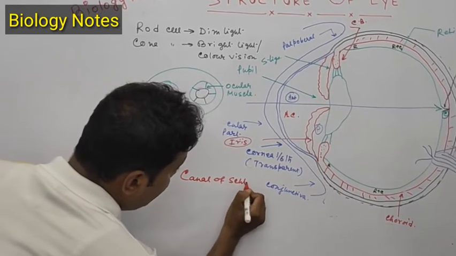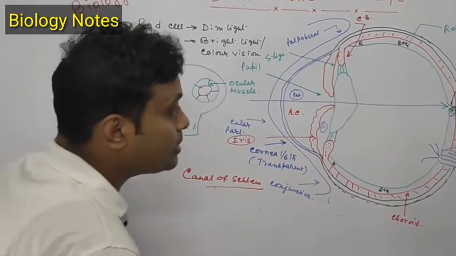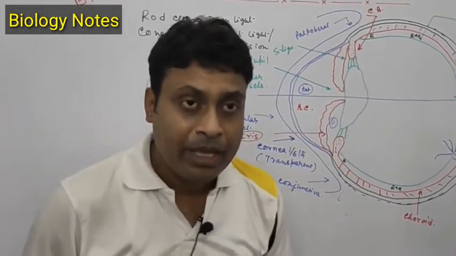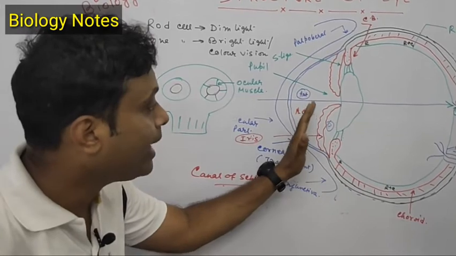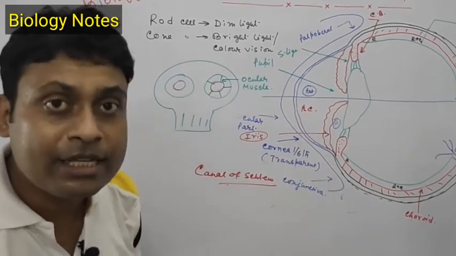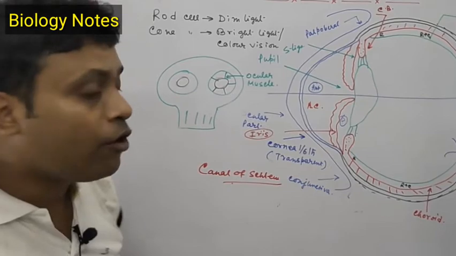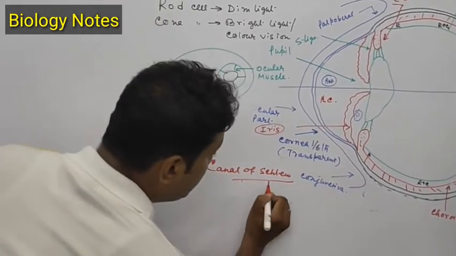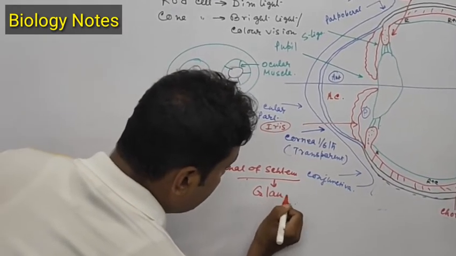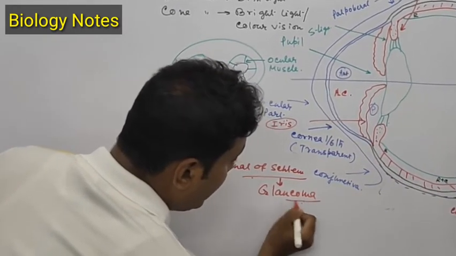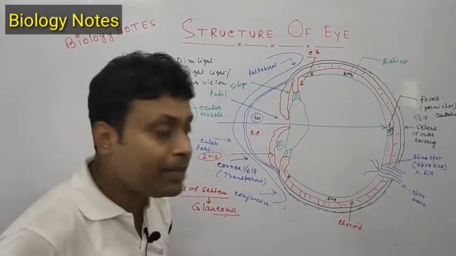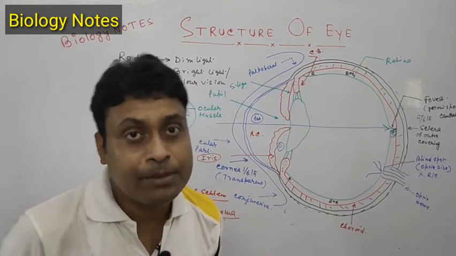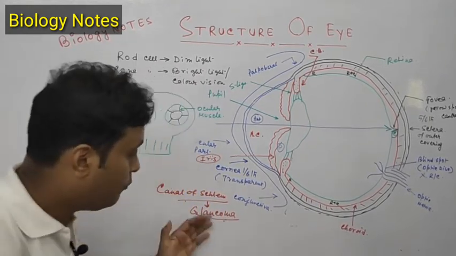So the continuous drainage of aqueous humor into the venous blood system is important, and this occurs by a structure which is known as the canal of Schlemm. And if this aqueous humor cannot be transported into the venous system, then the intraocular pressure will increase, and this will cause a disease which is known as glaucoma. This glaucoma can damage the optic nerve. So a human can become blind if he is suffering from glaucoma.